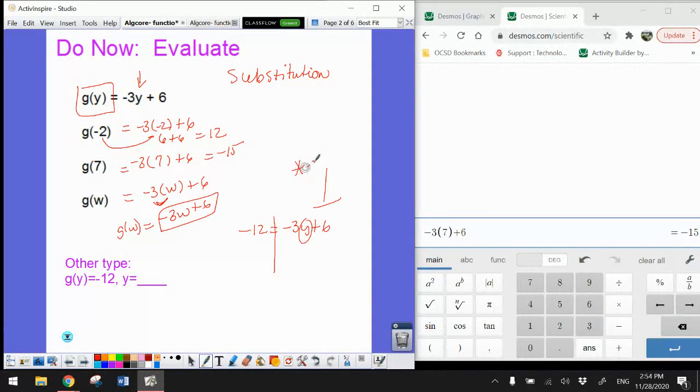So that's times negative 3 plus 6. So opposite is going to be starting with negative 6. Negative 12 plus negative 6 is negative 18, and a negative 3y. And I'm dividing by negative 3. Y is going to be a positive 6.